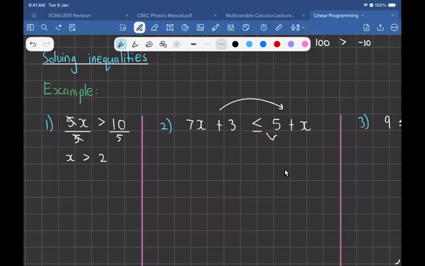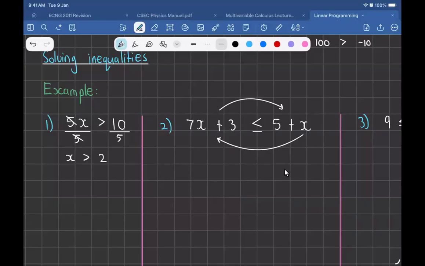What do you think I should move across on the right-hand side? X. Right. Anytime you move across something, what happens to the sign of whatever you're moving across? It changes. Right. So tell me what I'm going to write in my next line. X equals. You're sounding real unsure. Say it with confidence and say whatever you think makes sense.